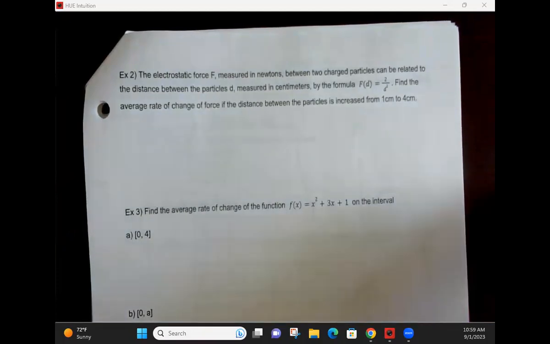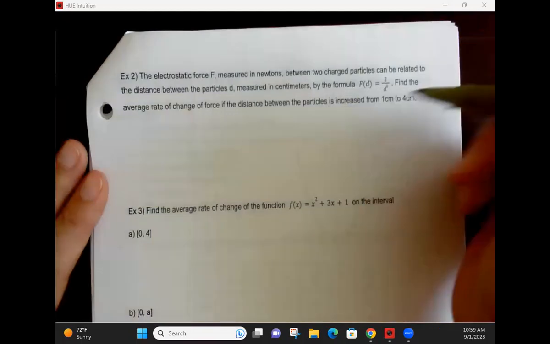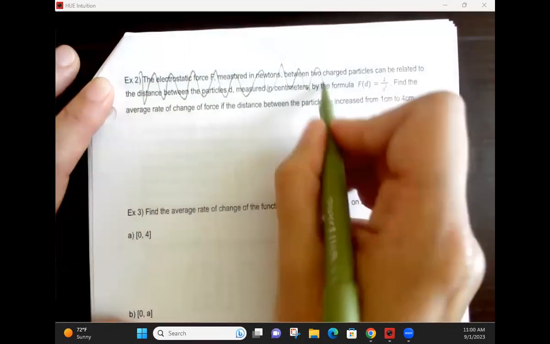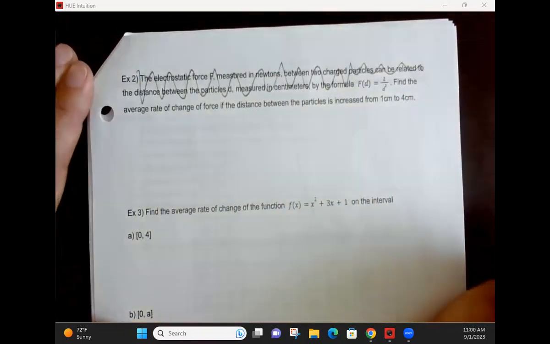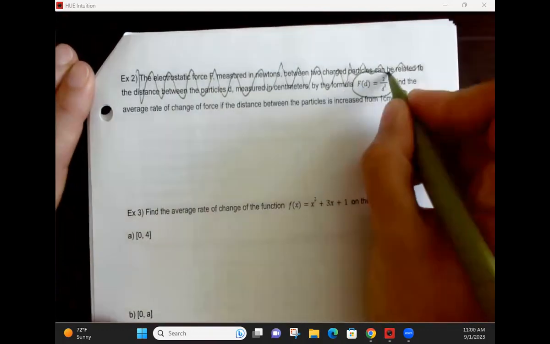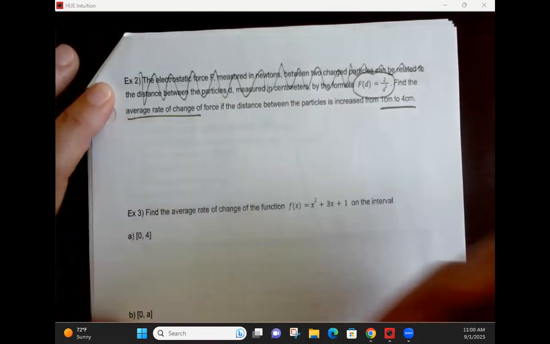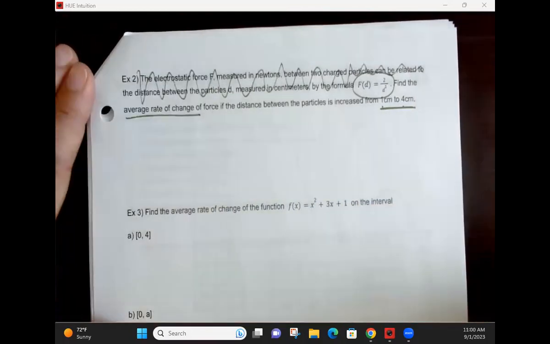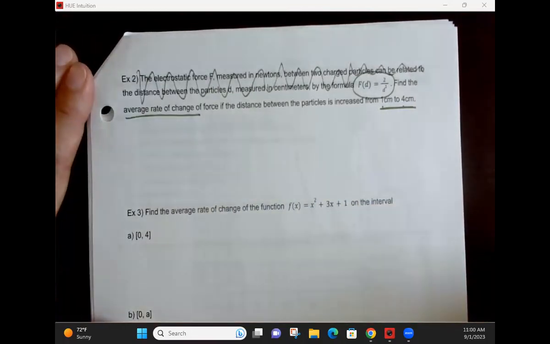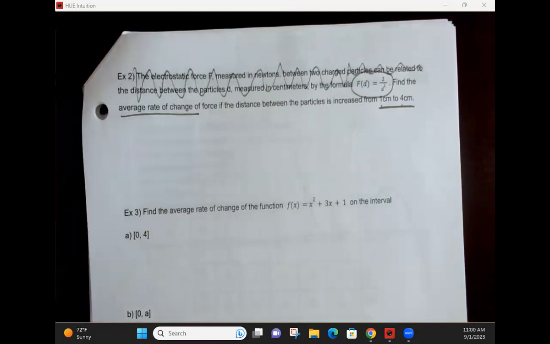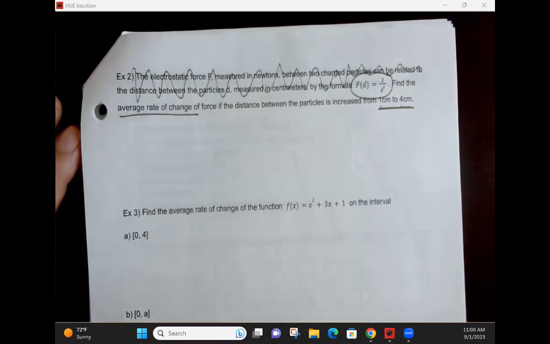I want to point out that with these word problems that have all this context, you don't need any of it to be able to answer this question. This is a rate of change problem. It gives you the function and it tells you the interval. Find the average rate of change from 1 to 4. That's all you need from here. This is a problem that you can do. So when you get something like this on the SAT, don't freak out about all the context and directions. It is just average rate of change, which you guys can do.